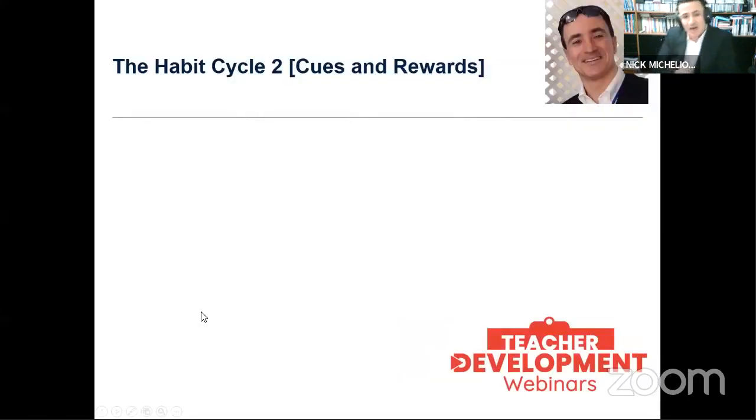Let's move on now and have another look at the habit cycle. We said that this habit cycle consists of 3 things. Okay, there's a cue, the trigger, and we have the routine, and we have the reward.